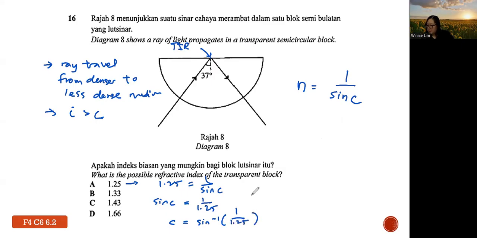So supposedly for A, you will get 53.13. Okay, so this 37 is actually called the incident angle. So 37 versus 53, is it more or less? Less. That means it does not happen. It means total internal reflection does not occur. So it cannot be 1.25.